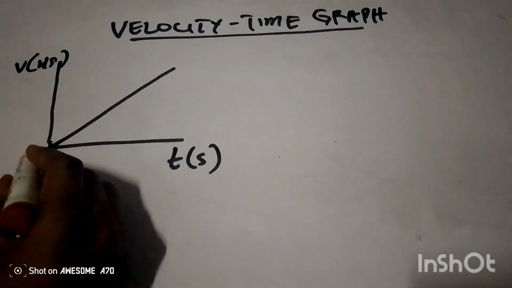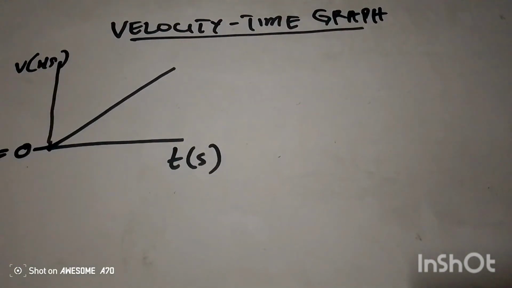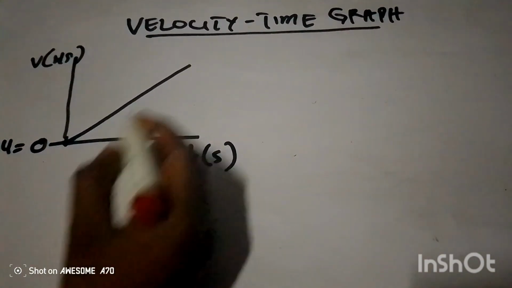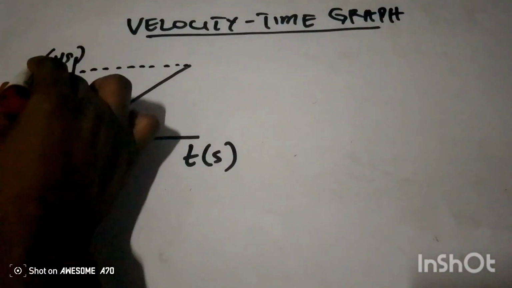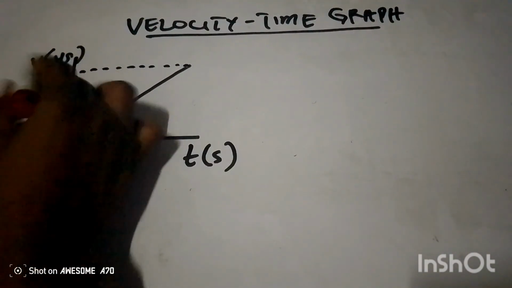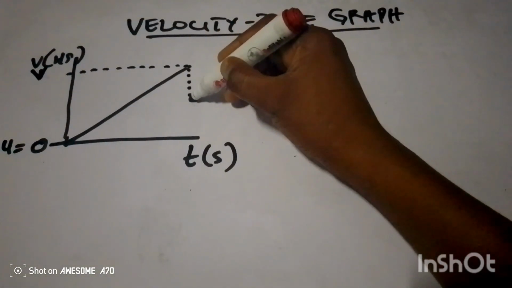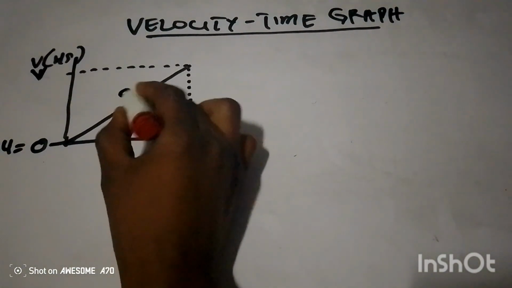Alright, so it means the body starts from rest. So at this point u is 0 meters per second, and the object increases to this level. If I trace it down here, we discover that it has attained a v, which we call the final velocity. And it takes a certain time interval to get that velocity. So from this velocity time graph illustrating acceleration of bodies, we can deduce the equation of motion.